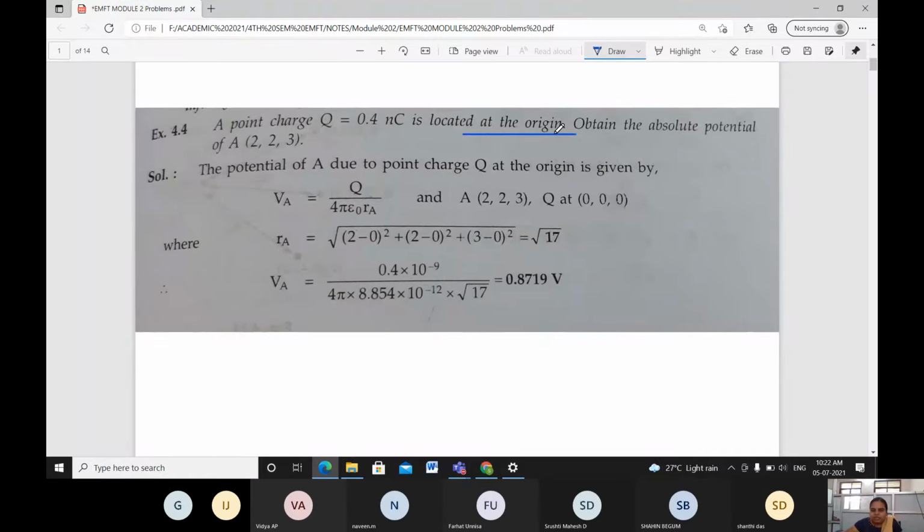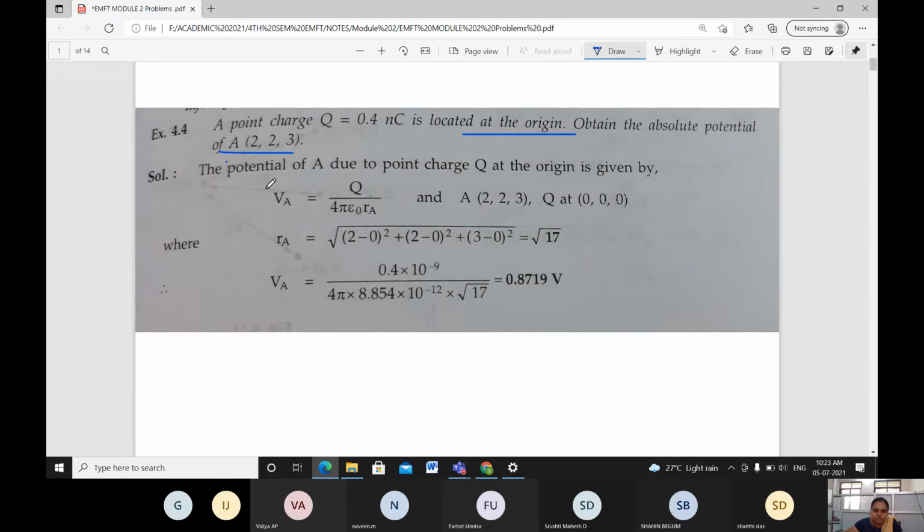What you have to do for this is obtain the absolute potential at A, which is located at 2, 2, 3 in x, y, z coordinates. The solution: the potential at A is going to be considered due to a point charge Q at the origin.